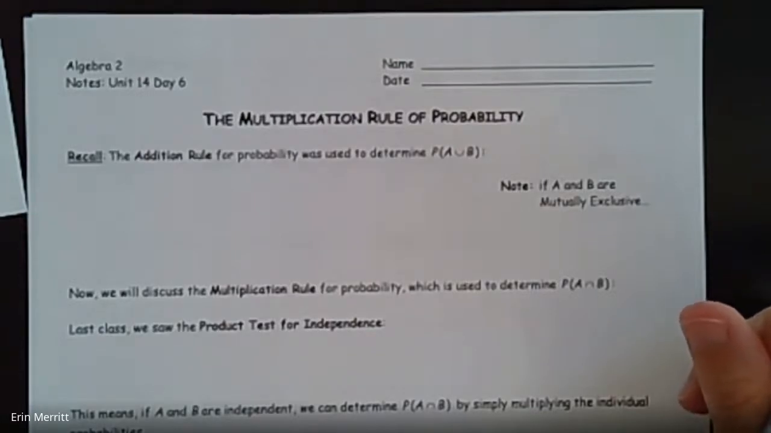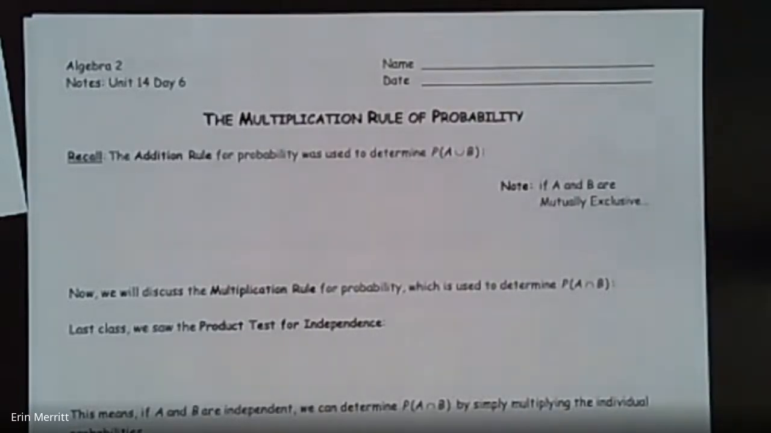All right, good morning. It's day 6 of the probability unit, and we're going to be looking at the multiplication rule of probability, or sometimes called the product rule of probability.